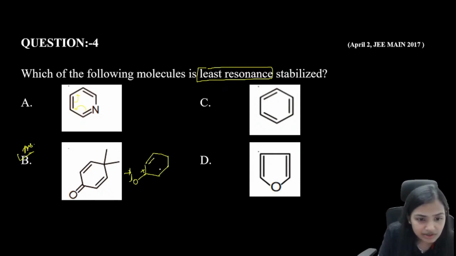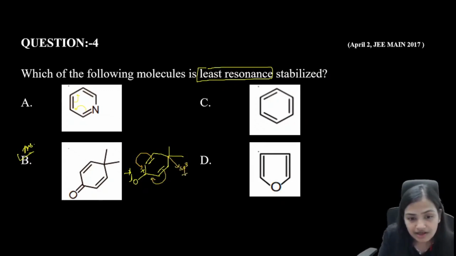Then this is a pi bond, this is a pi bond, and this is this. So when you see the delocalization, this bond will delocalize here, this bond will delocalize here, but is this planar? No, this is not planar. This is an sp3 hybridized carbon atom. So this is not aromatic. So this molecule is not aromatic.